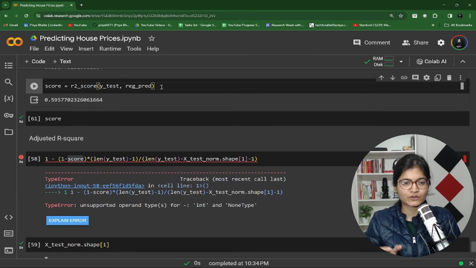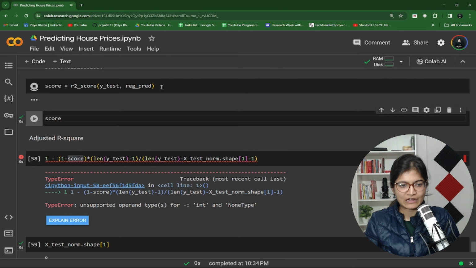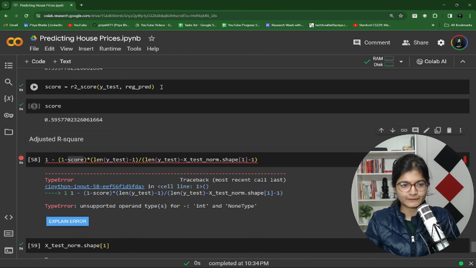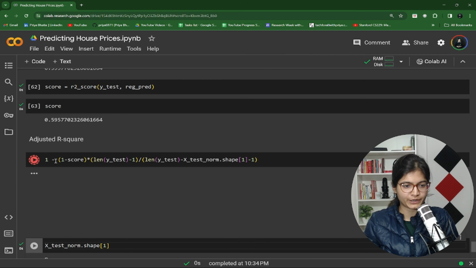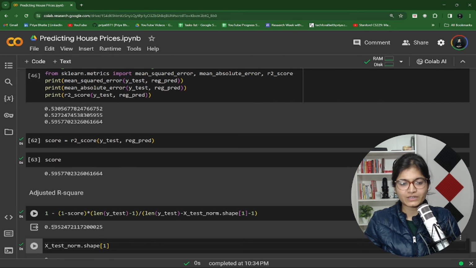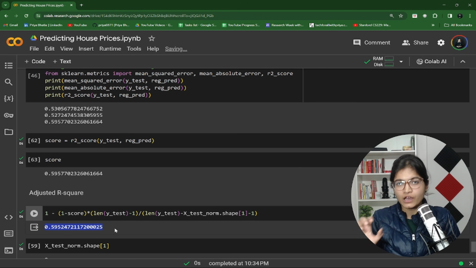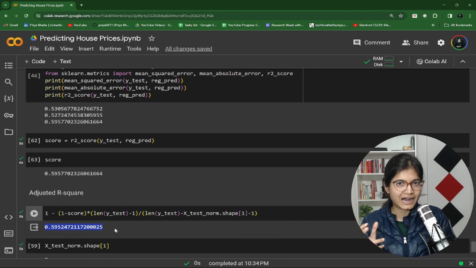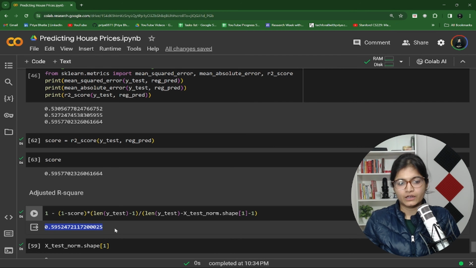That's why I usually prefer to write it also. So here now I think the score variable will have some value, and it should do the job properly. Now if you observe, we get the value of adjusted R square as well, which is approximately equivalent to the R square score which we are getting, right?